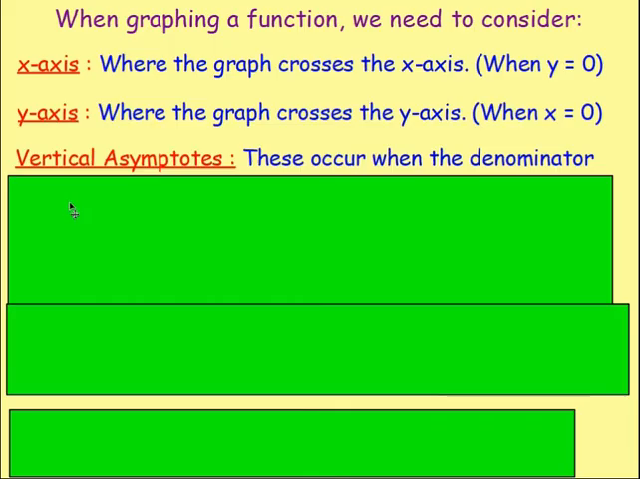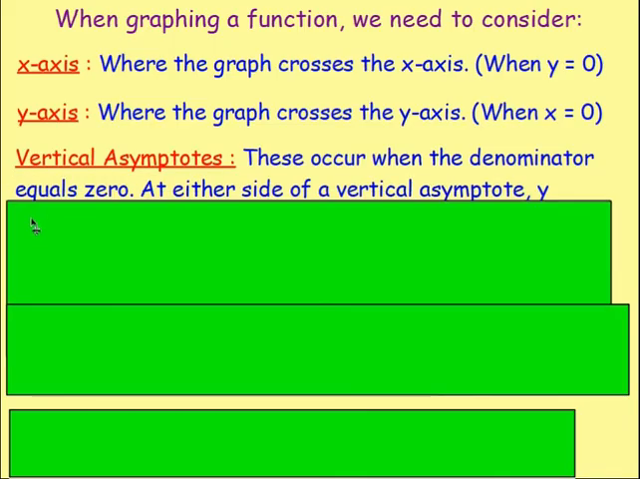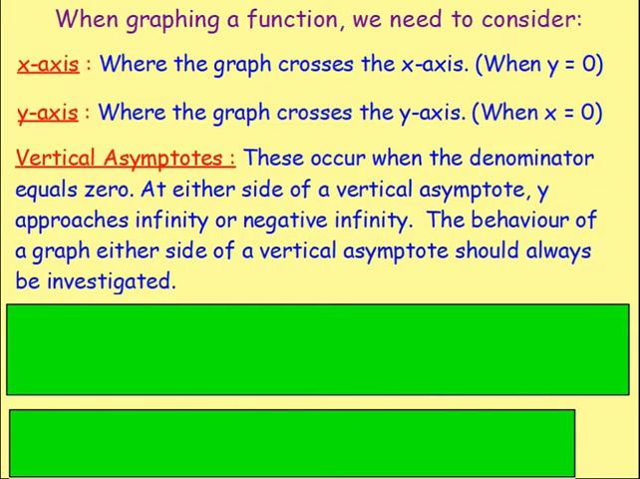So you need to think about the vertical asymptotes, and these occur when the denominator equals 0. So in your function, take the denominator, set that equal to 0, and that will show you where the vertical asymptotes occur. What you then need to do is think about what happens either side of that vertical asymptote. Really, the graph is going to either approach positive infinity or negative infinity. And you have to investigate the behaviour of the graph, which we'll do in a few examples.